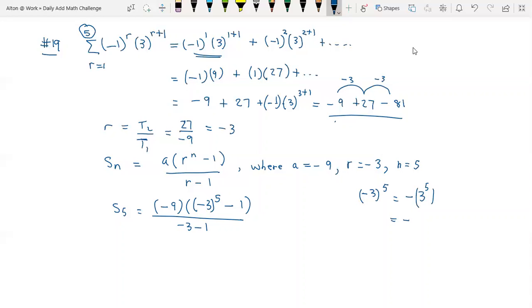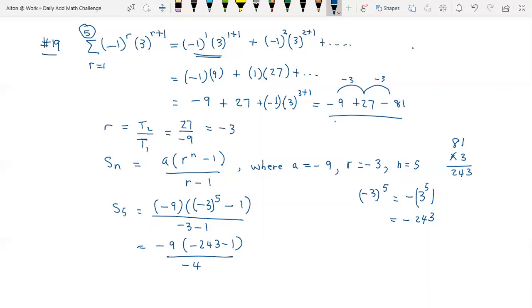So this will be minus 3 to the 4th power is 81. And you multiply by another 3 there to get 3 to the 5th power, which will be 243. So this will be minus 243. Right, let's substitute that. So this becomes minus 9 by minus 243 minus 1 all over minus 4.